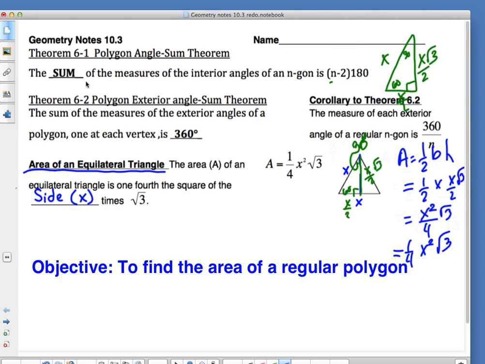Questions about the equilateral triangle that I got going on there? Now we have regular 1/2 base times height, or 1/4 x squared, the square root of 3 for an equilateral triangle area. Now, sliding on.